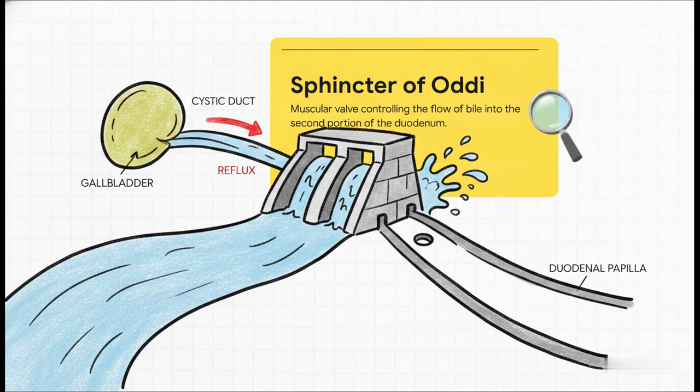But this river doesn't just flow unchecked, right? It actually has a dam, elegantly known as the sphincter of Oddi. This is a specialized muscular valve located right at the duodenal papilla. When you aren't eating, this sphincter is closed completely tight. And because that dam is closed, the flowing bile literally hits a wall. It has nowhere to go, so it refluxes, or backs up, into the cystic duct and straight into the gallbladder to be stored for later.